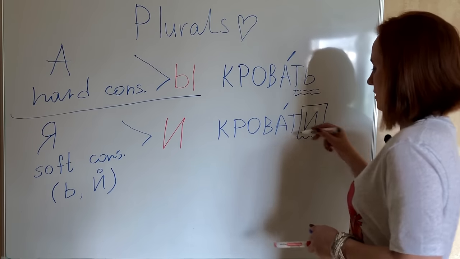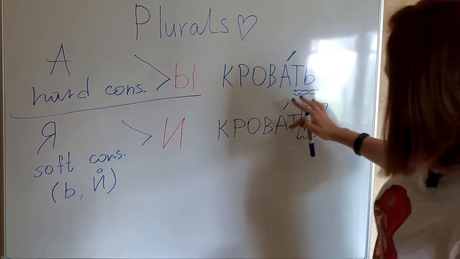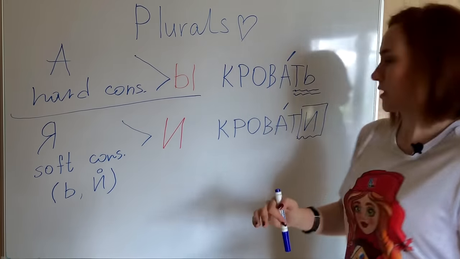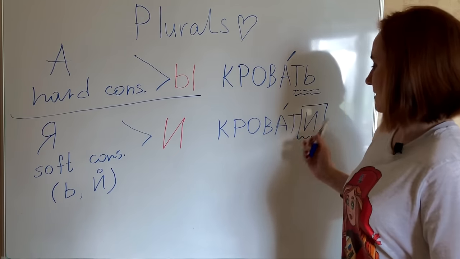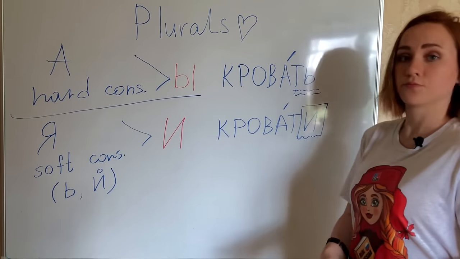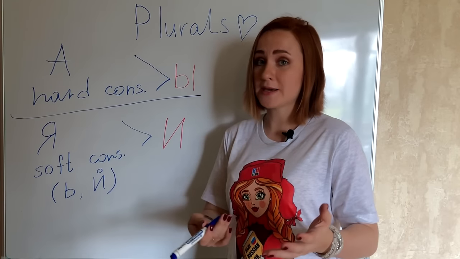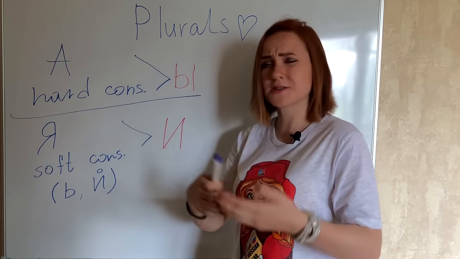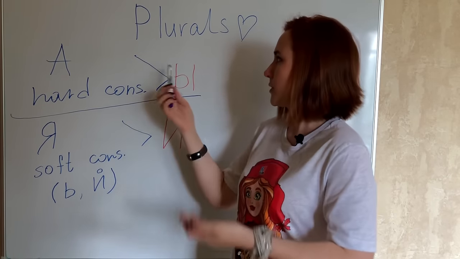Кровати, you see? Кровати. I hope you see it, or are we having the window there again? So it's кровати. I hope you got the general idea. I know that it might seem a little tricky at the very beginning, and you think, oh my goodness, I need to think about each and every word when I'm trying to make it plural.